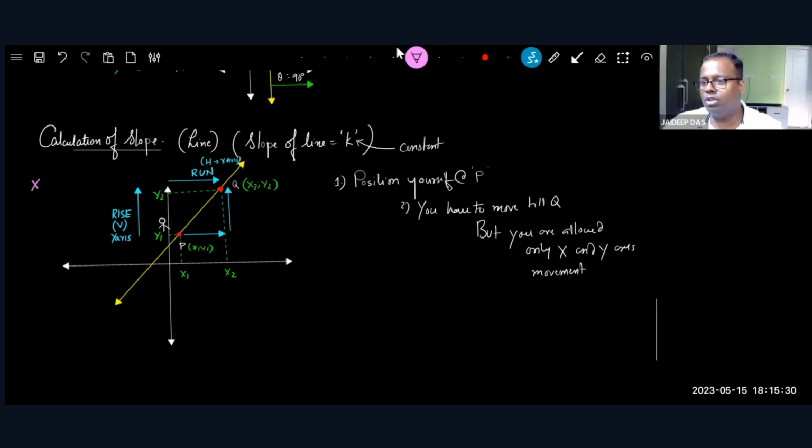If you move on the x-axis, this is known as run. And if you move on the y-axis, this is known as rise.